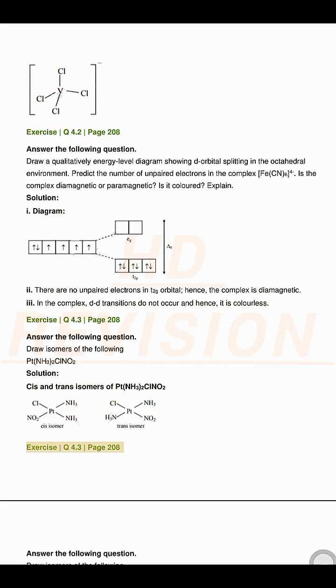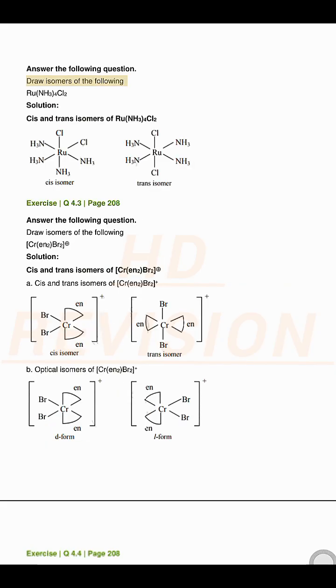Exercise Q 4.3, page 208. Answer the following question. Draw isomers of the following: Ru(NH3)4Cl2. Solution. Cis and trans isomers of Ru(NH3)4Cl2.